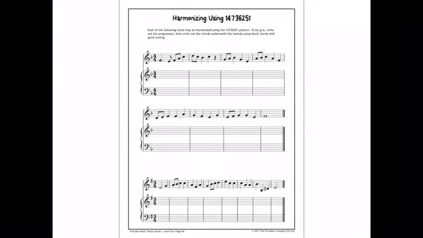And here we have two examples of melodies that can be harmonized using this phone number progression, 1 4 7 3 6 2 5 1. So to begin with, it says here at the top, write out the progression and then write out the chords underneath the melody using block chords with good voicing. So you don't need to write this out in a ballad style with all the craziness. Just block chords in half notes, just straight up vertical harmony style.